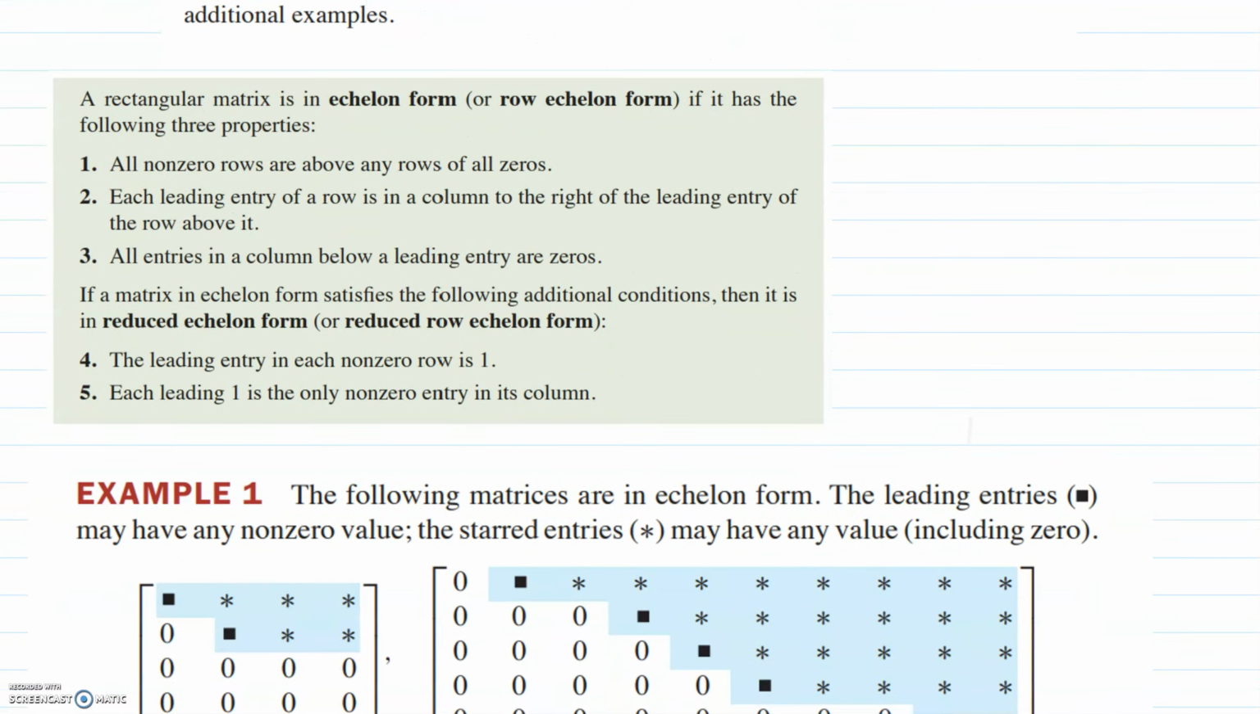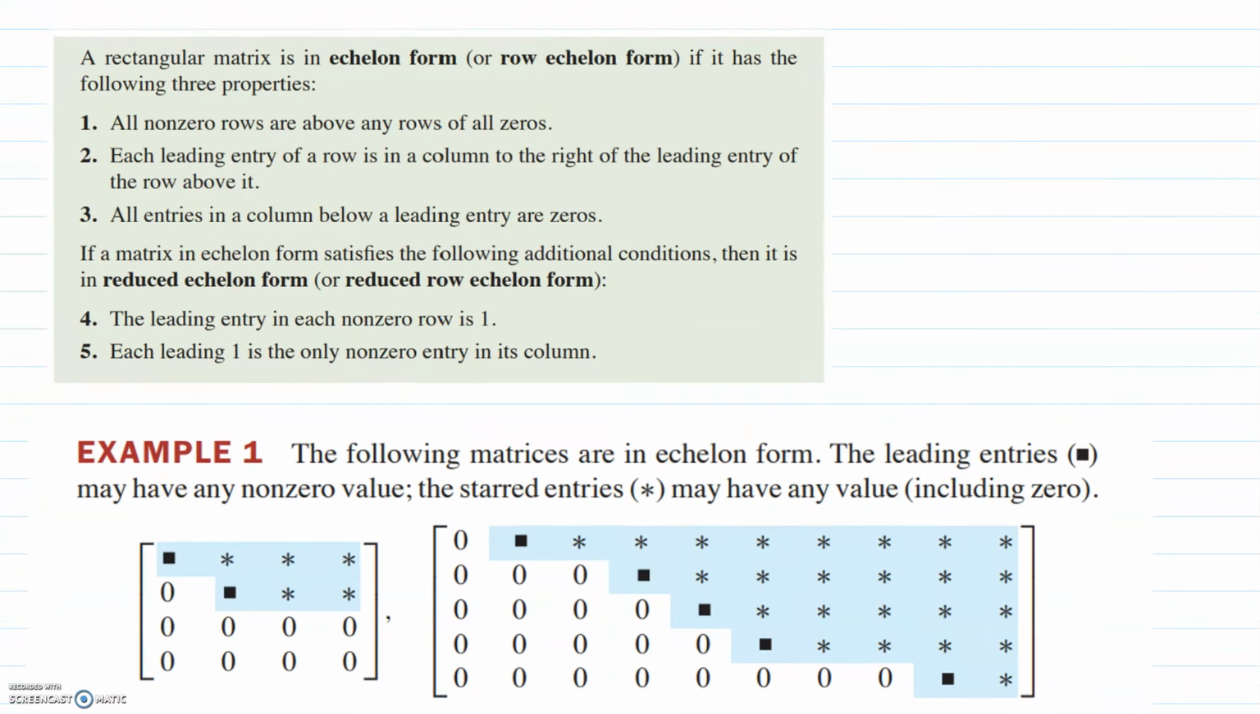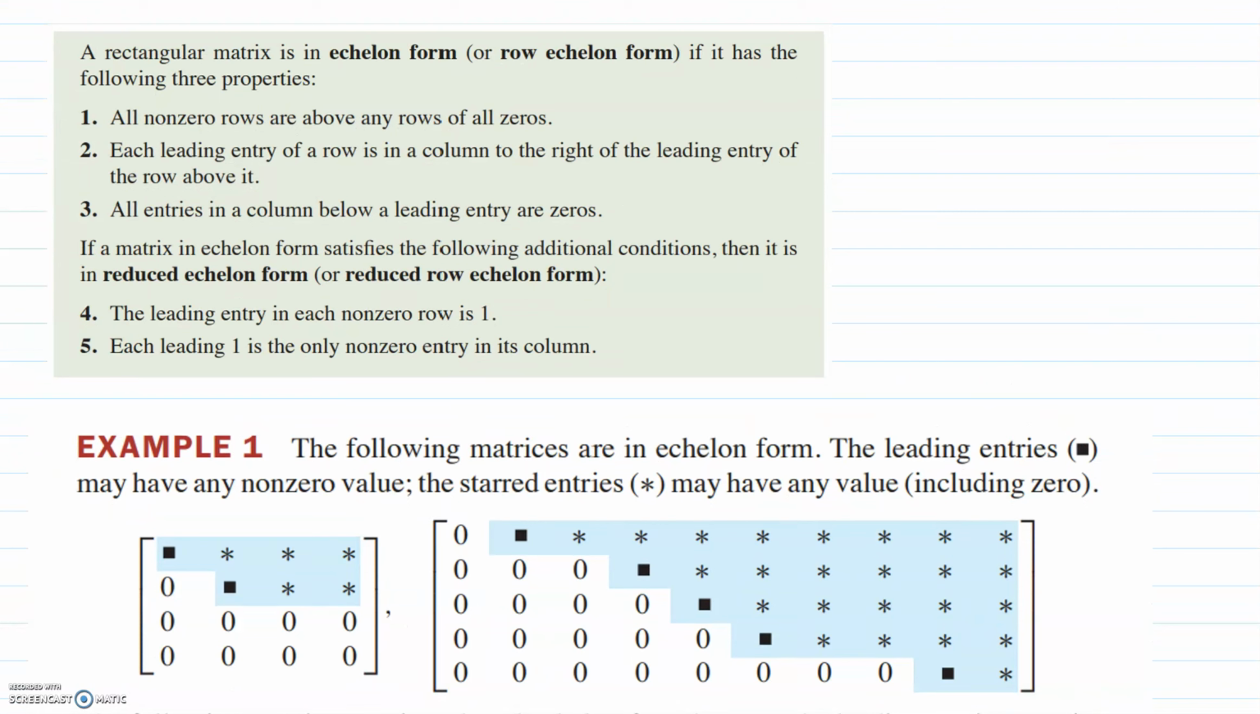For different size matrices, example 1 is good. Let's look at example 1. Example 1 has some weird size matrices where maybe you have more equations, or more variables than you have equations. Both of these are in echelon form. By the way, the little rectangle here represents any non-zero value, and the stars can be any value, including 0.